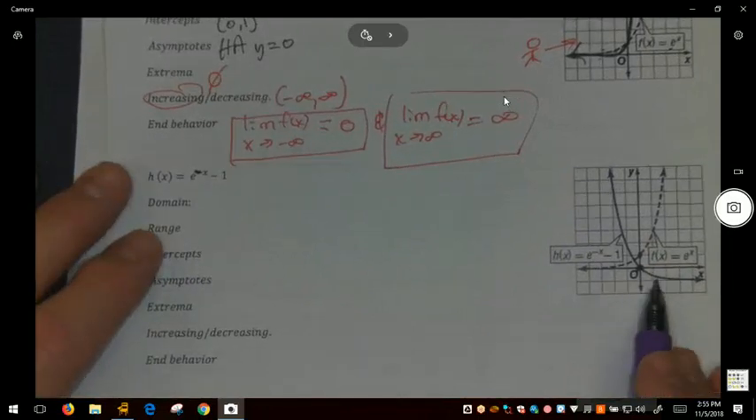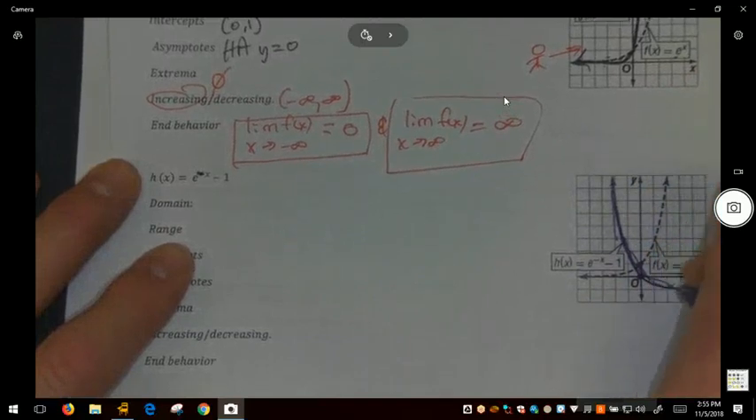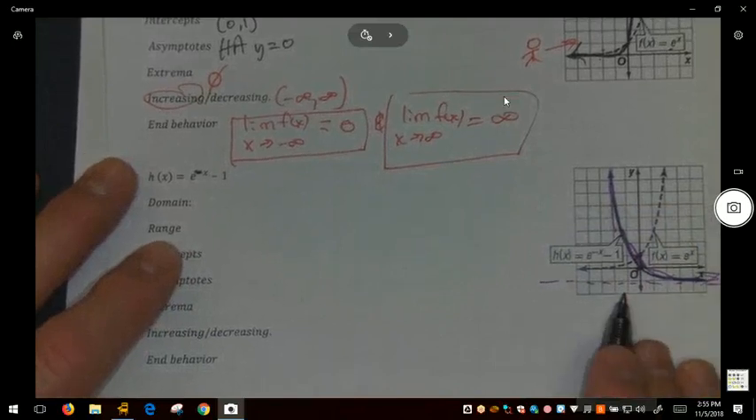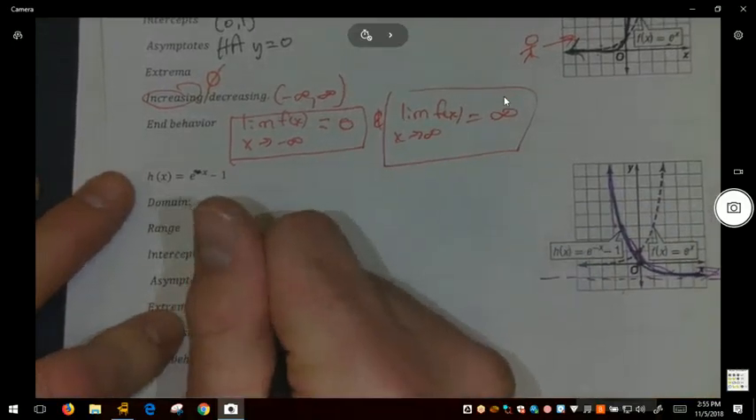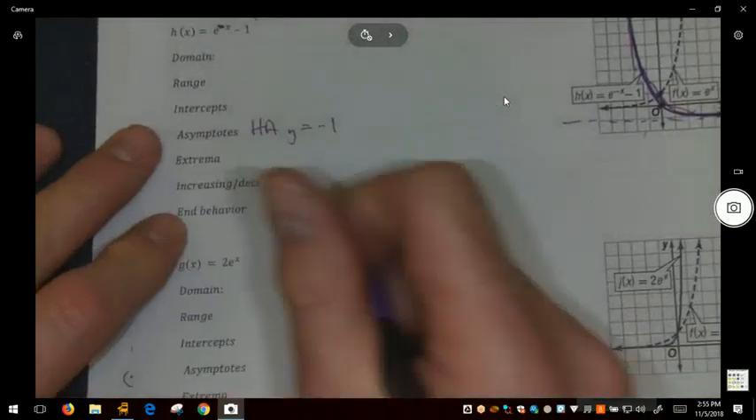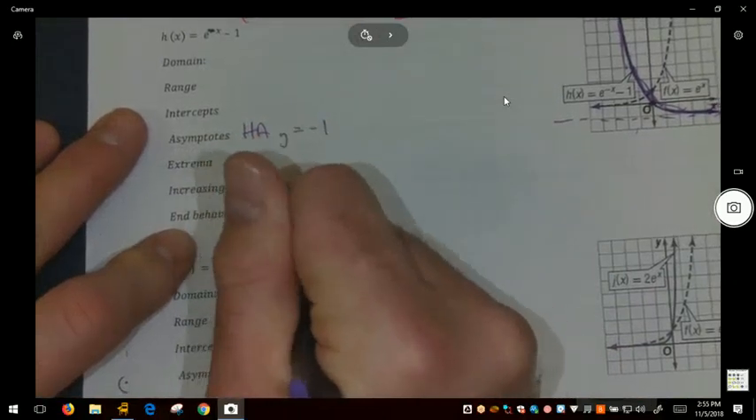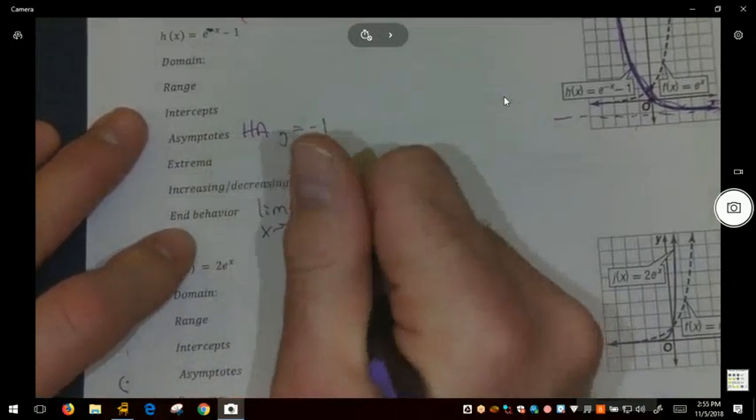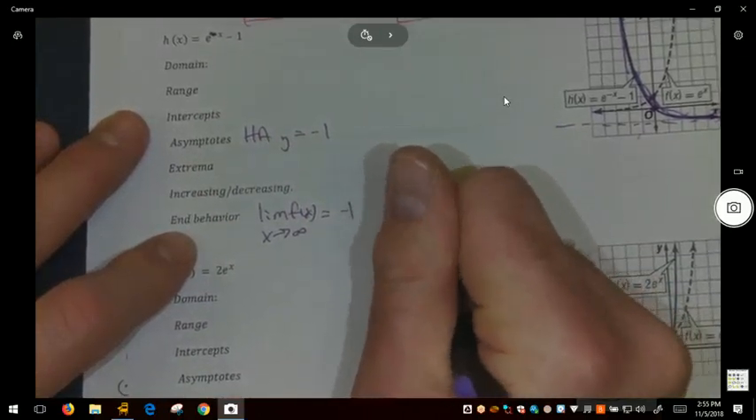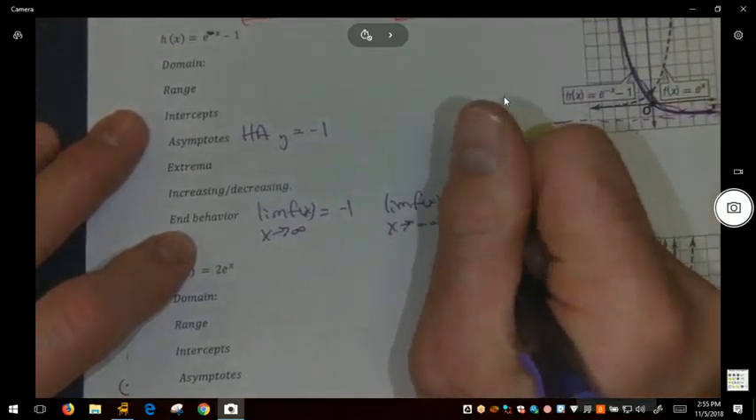So for this function right here, not the original parent function, there is a new horizontal asymptote that's down 1 unit: y equals -1. That's going to affect our end behavior as we go to the right. So the limit of f of x as we go to the right is -1. But the limit of f of x as we go to the left, there is no limit. It shoots up infinitely.